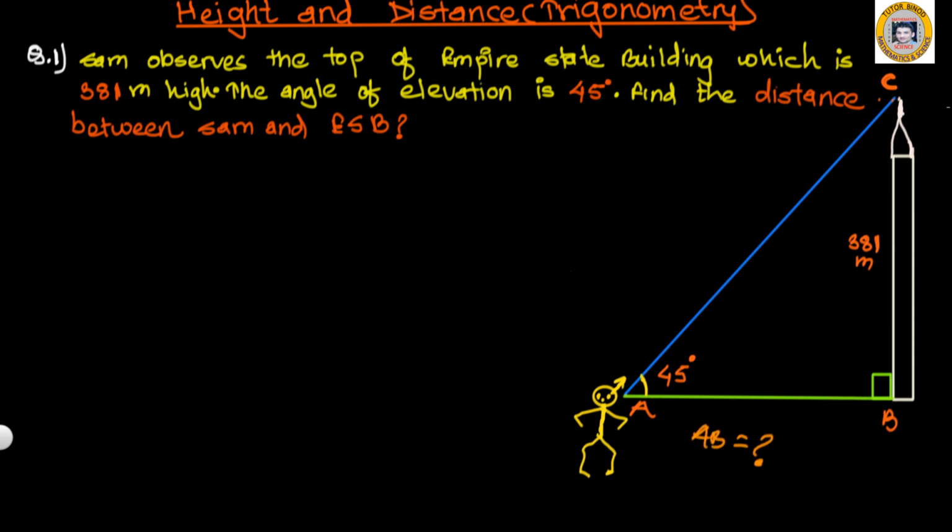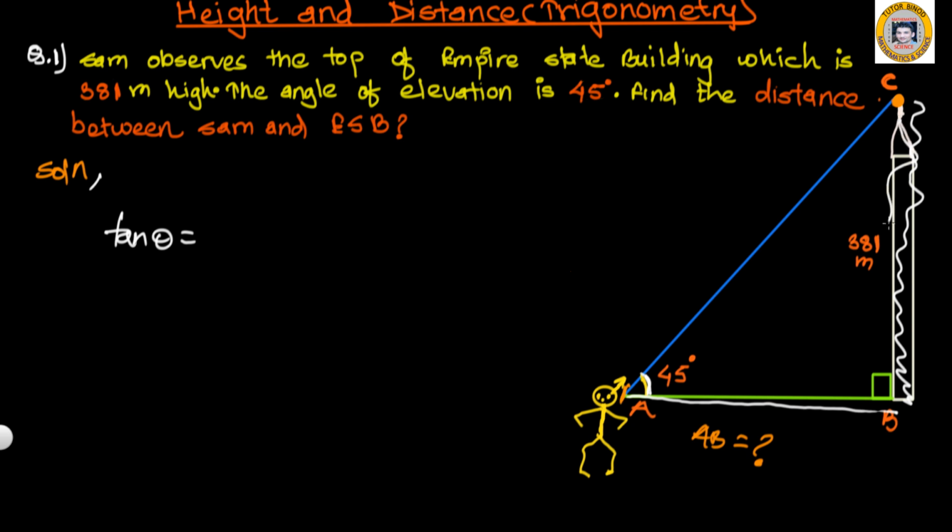Let us assume this is the Empire State Building and Sam is here. He's looking at the 45 degree angle to the tip of the Empire State Building. We are supposed to find the distance between Sam and the Empire State Building. So we can use tan theta. Tan theta is always perpendicular, which is CV in this case, over the base or adjacent, which is AV.